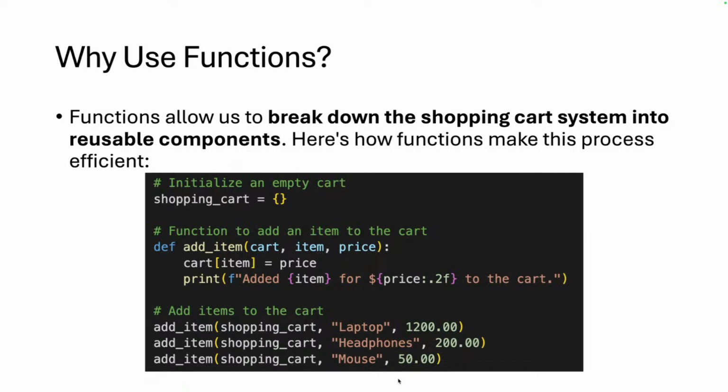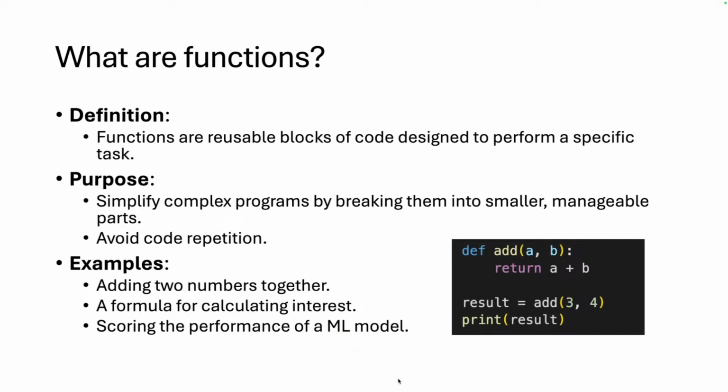What I want you to take away from that shopping cart example is just that functions enable us to break down our code into reusable components. So these are reusable things that we can plug and play over and over and over again. Functions are reusable blocks of code, and they're typically designed to perform a very specific task. You want to have it do one thing, like calculate the taxes or add to the cart. You want to separate functions' tasks as much as you can to keep the code maintainable.